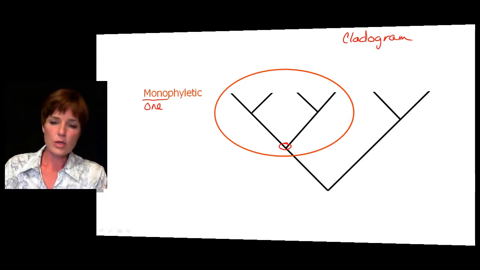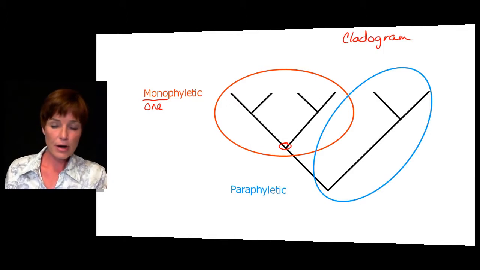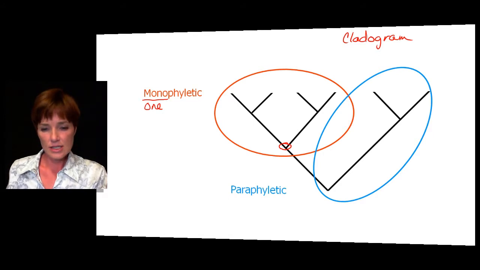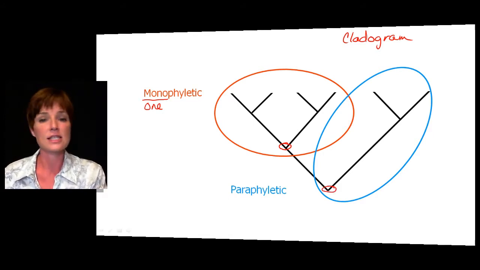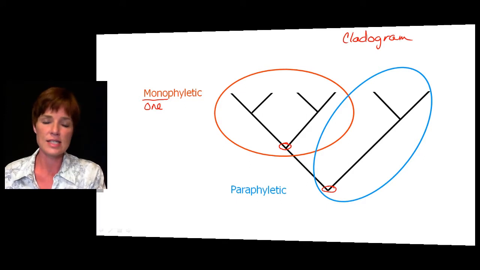Other types of clades that we can have are paraphyletic. Paraphyletic has the ancestor, but notice that we only have part of the descendants. So we're missing some of the descendants in this clade. This is not ideal. When we're talking about clades, we really want the clade to have the common ancestor, but then we also want it to include all of the descendants from that ancestor.